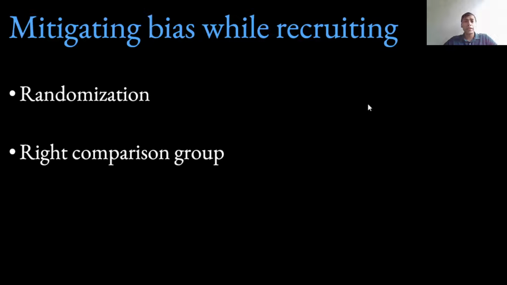Now, how do we mitigate bias while recruiting participants? We can randomize the study and control groups, in which we create similar distributions of known as well as unknown variables. We also need to ensure the right comparison group for our treatment group.